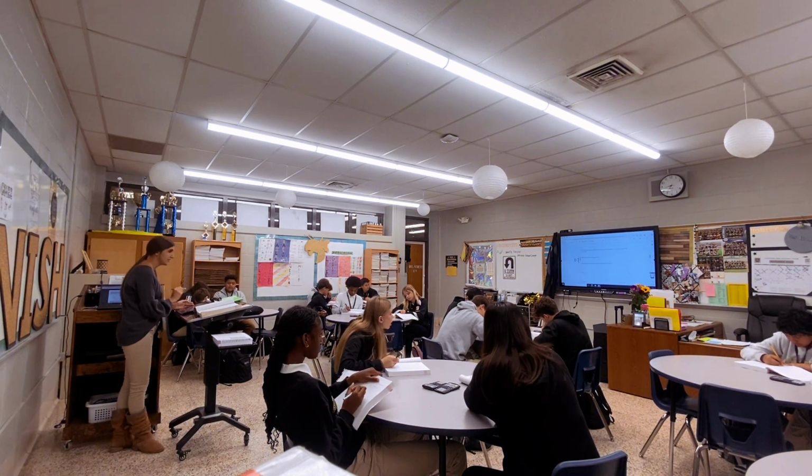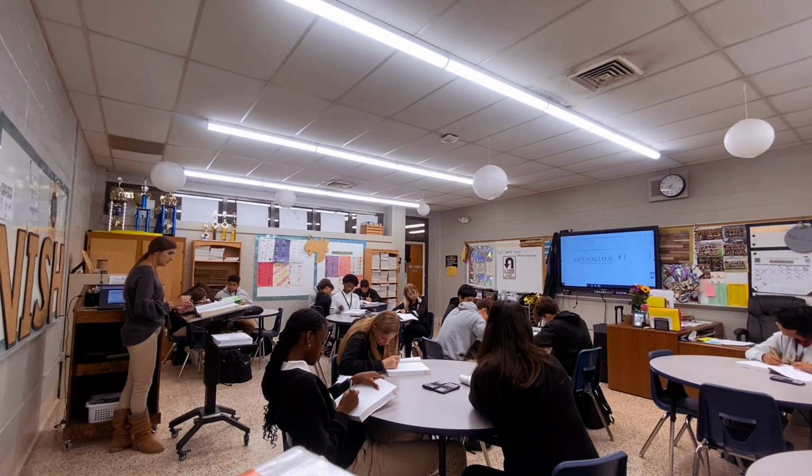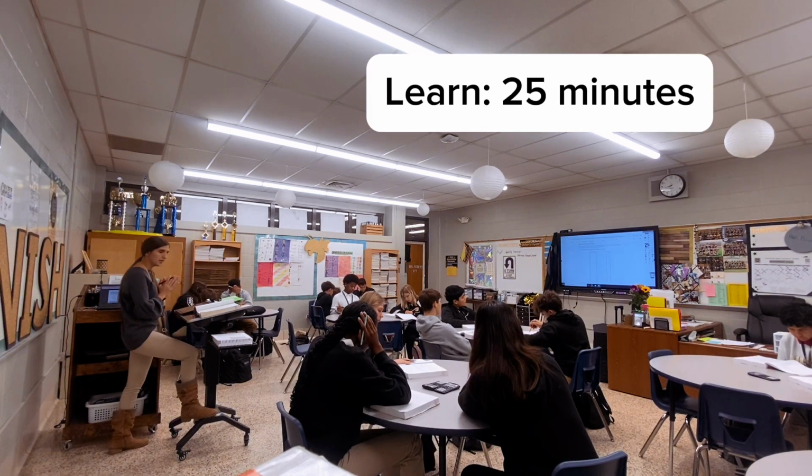1, 2, 3, 10. Very good. So you have to list all of those numbers. Okay, what numbers are in our range? Our range is 5, 10, 15, 20. Good. 5, 10, all the way up to what? 50.